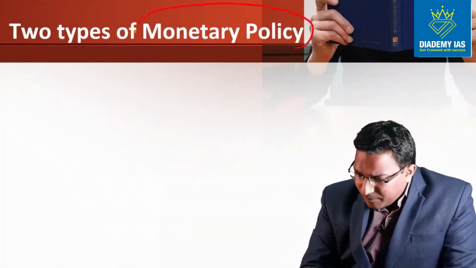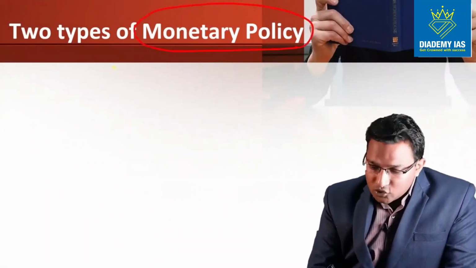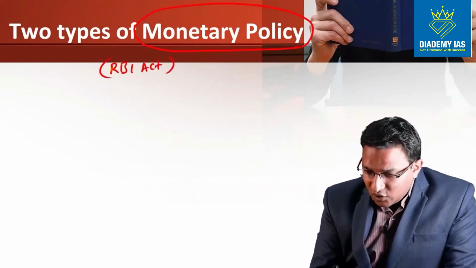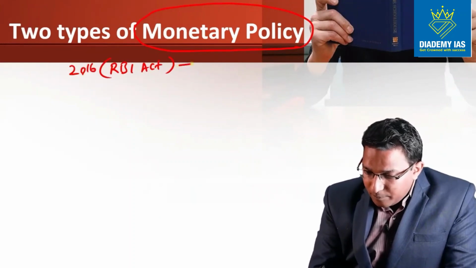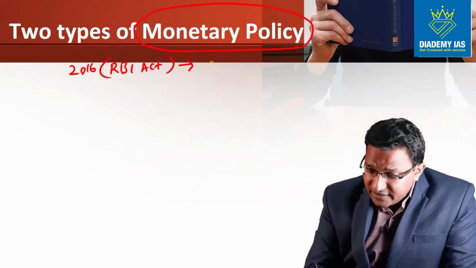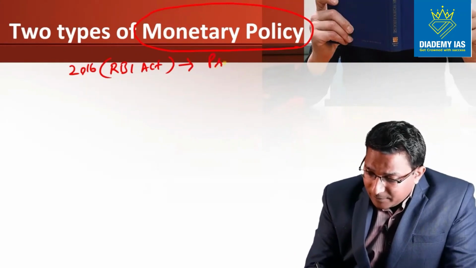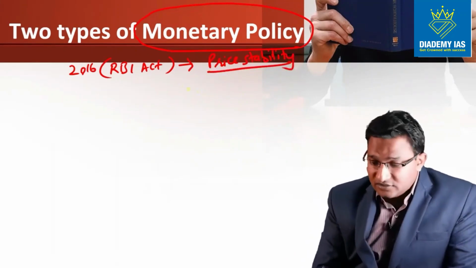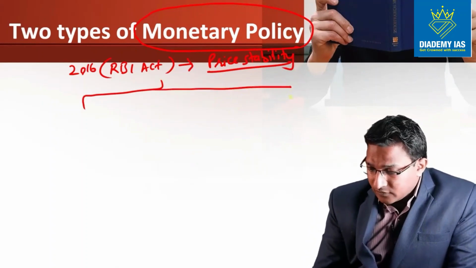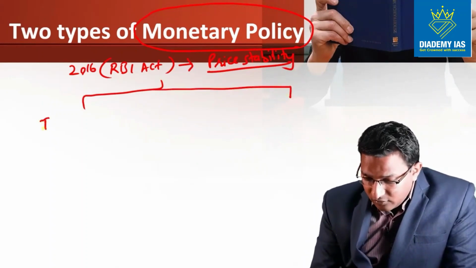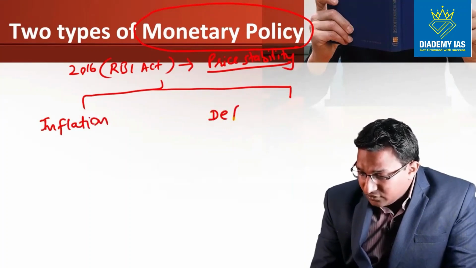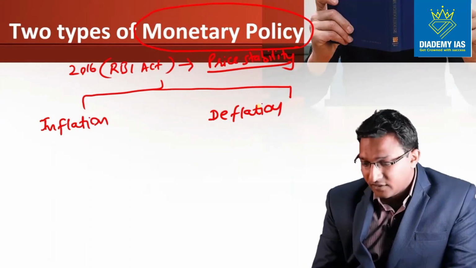Friends, what is the basic objective of monetary policy? So as per the amendment which was done in the RBI Act in the year of 2016, the main objective of monetary policy is to maintain the price stability. To maintain the price stability means there are two possible situations. Either we have inflation or we have the opposite situation, that is deflation, right?